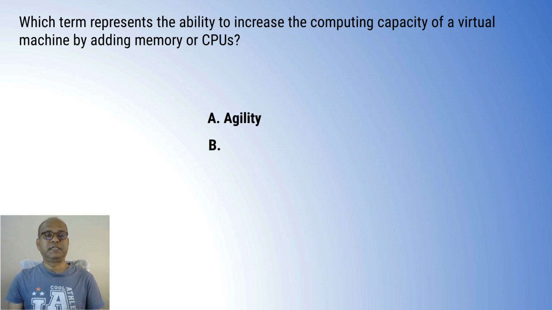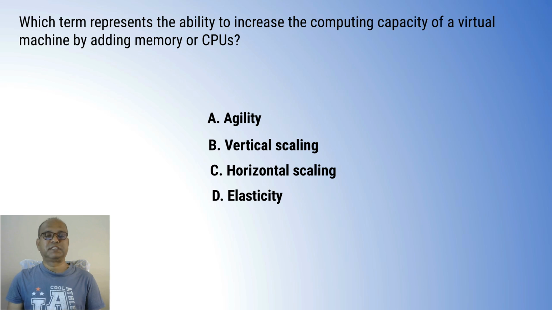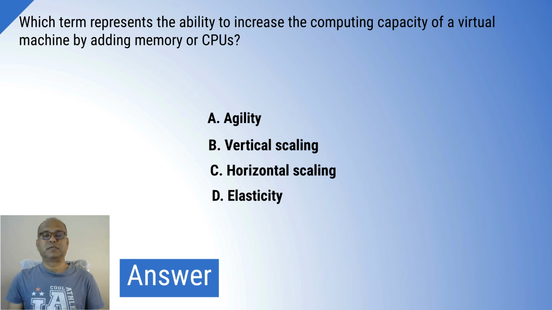Option A, agility. Option B, vertical scaling. Option C, horizontal scaling. Option D, elasticity. Answer. The term vertical scaling, also known as scale up and scale down, means increasing or decreasing virtual machine VM sizes in response to a workload.